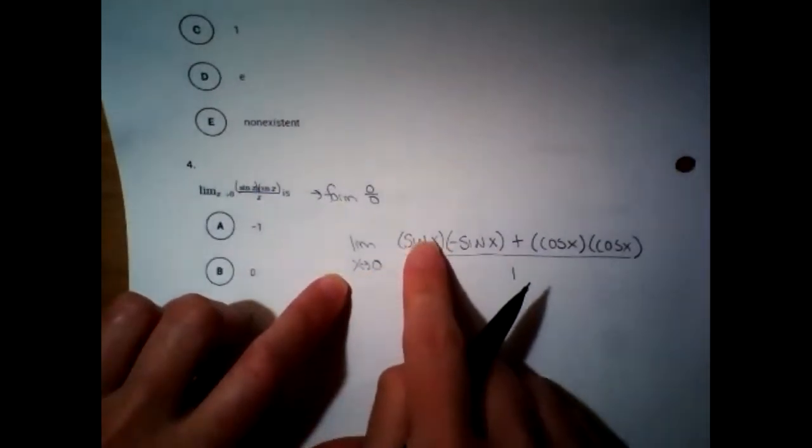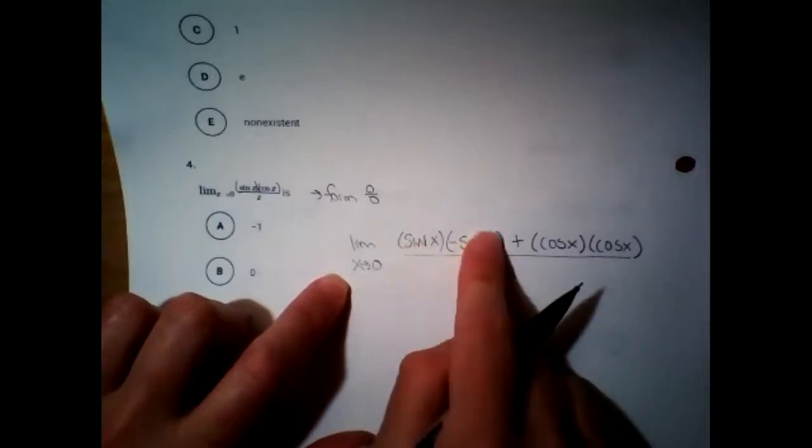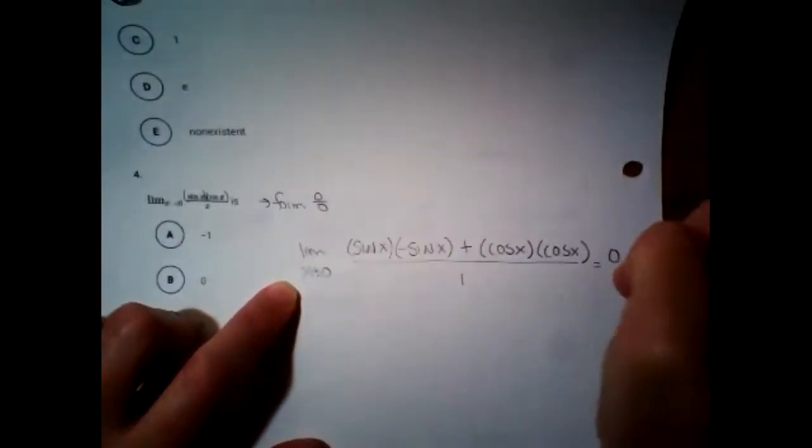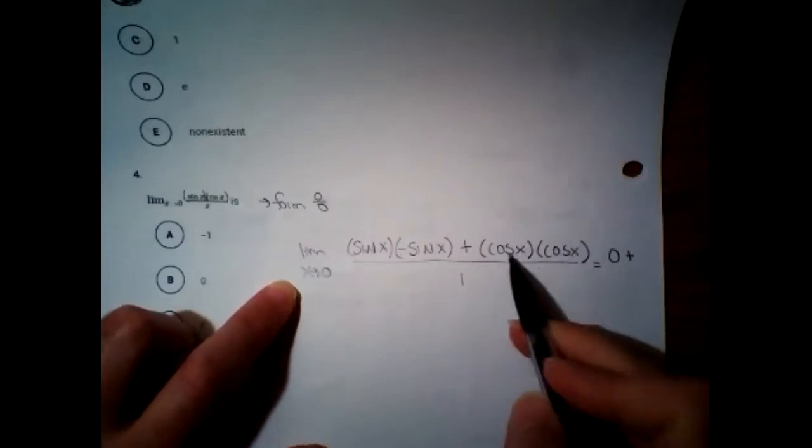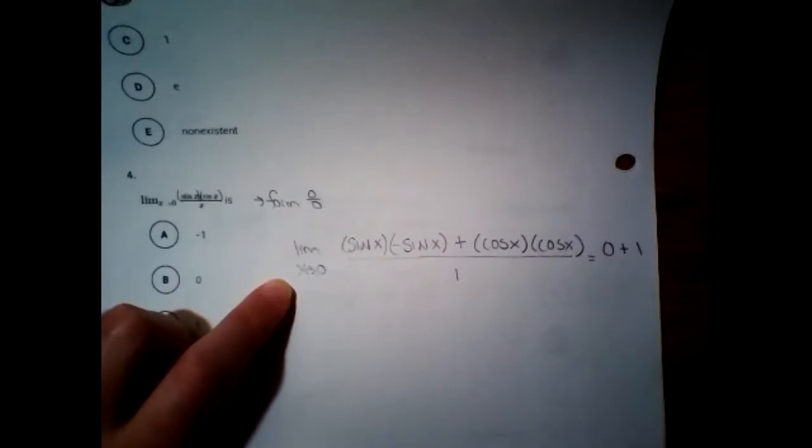So sine of 0 is 0. So this entire first part here is just going to be 0. And then cosine of 0 is 1. So this would be 1 times 1, which is just 1. So that one is C.